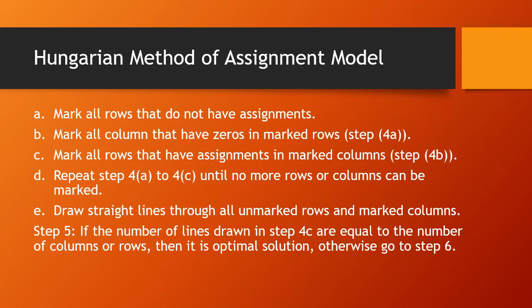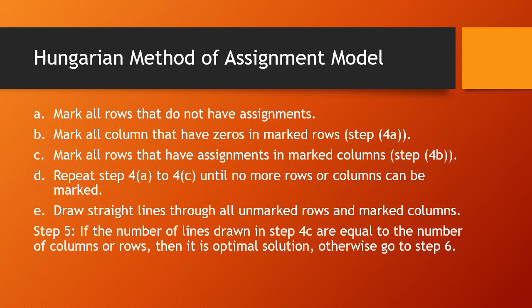Step 4. Draw the minimum number of horizontal and vertical lines to cover all zeros in the reduced matrix obtained from step 3 in the following way. Let's look at the way. A. Mark all rows that do not have assignments. B. Mark all columns that have zeros in marked rows. That is step 4A. C. Mark all rows that have assignments in marked columns in step 4B. D. Repeat steps 4A to C until no more rows or columns can be marked. Then let's look at E. Draw straight lines through all unmarked rows and marked columns.